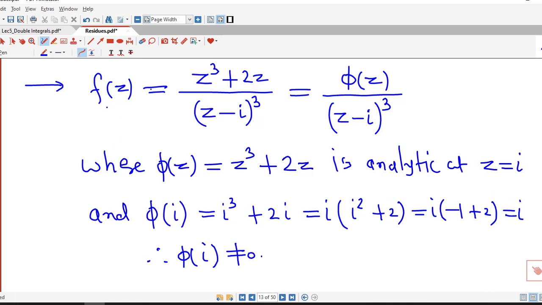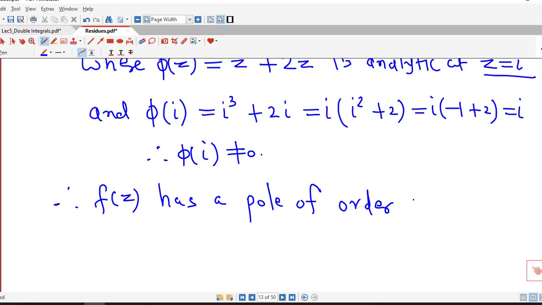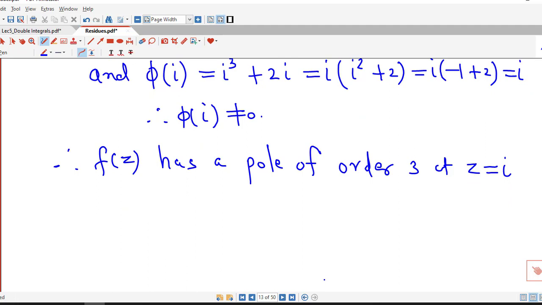So f of z is written in the form phi of z over z minus i cube, where phi of z is analytic at z equal to i and the value of the function phi at i is non-zero, and because we have the third power of z minus i here, f of z has a pole of order 3 at z equal to i. Therefore f of z has a pole of order 3 at z equal to i.